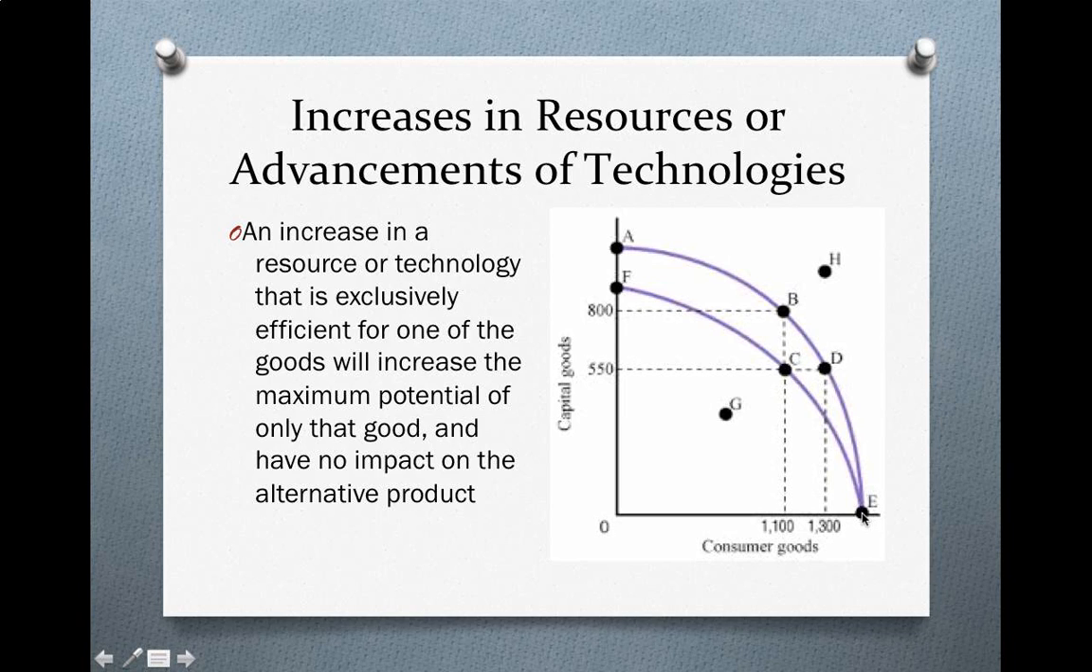So this point is going to stay the same, but we're going to see a shift out here. And so once again, if this was our original curve, D, B, A, and H would have been impossible, but now that we've shifted the curve, H is the only one that's impossible, and then these are all underutilizing.